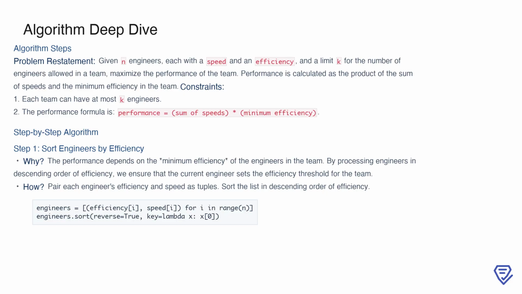The first step in our algorithm is to sort the engineers by their efficiency in descending order. This is crucial because the performance depends on the minimum efficiency in the team. By iterating through engineers in this order, we ensure that each engineer's efficiency becomes the threshold for the team we are currently building. To achieve this, we pair each engineer's efficiency and speed into tuples, and then sort the list of tuples with efficiency as the primary key in descending order. This allows us to process the engineers in the correct order for our calculations.